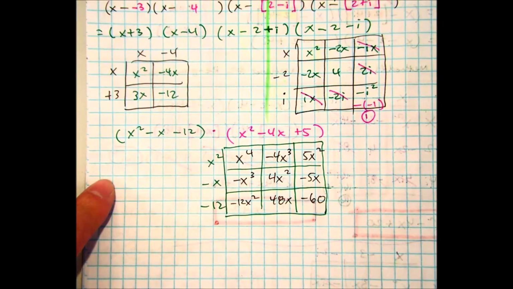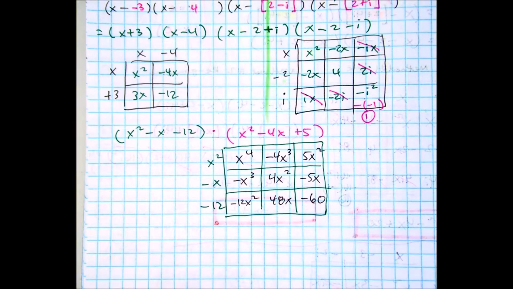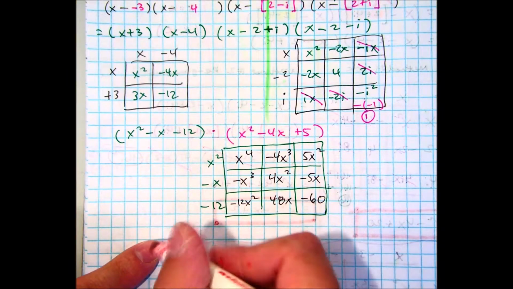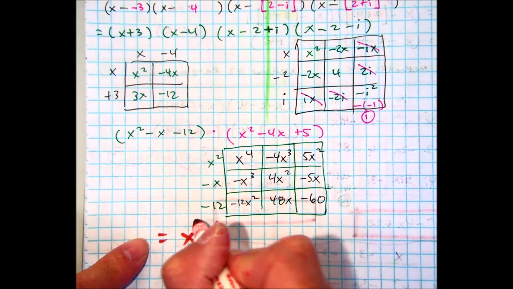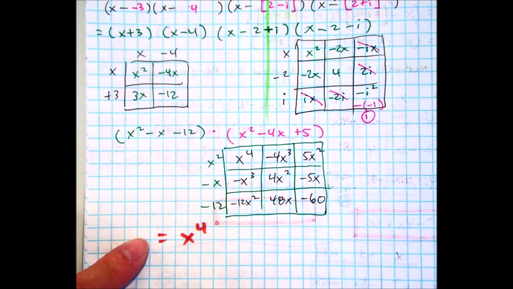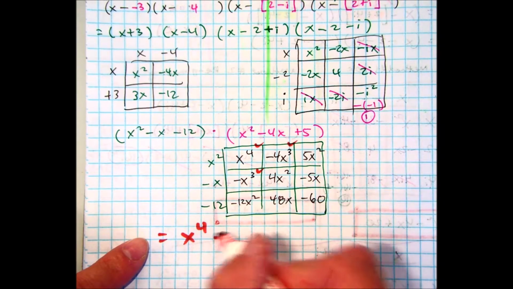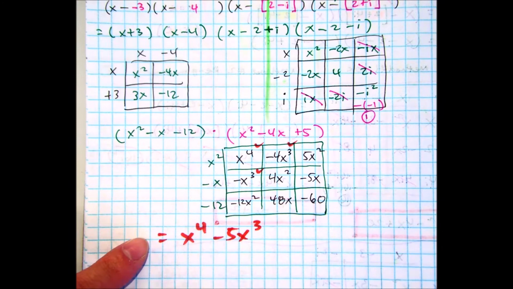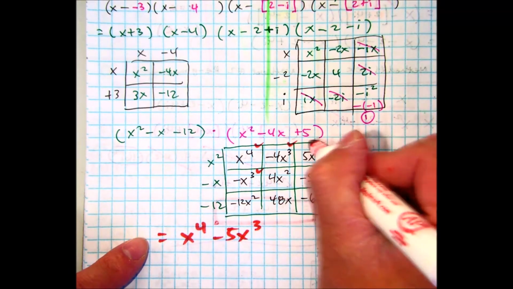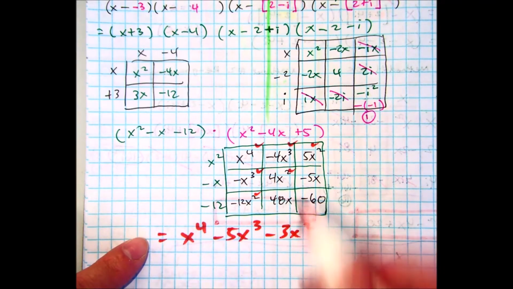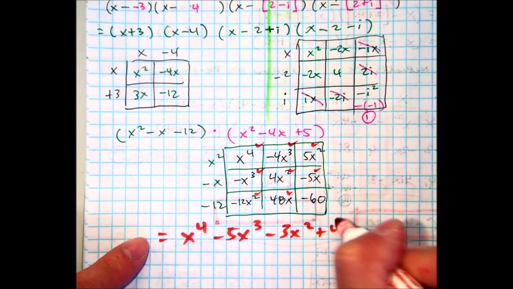And then from there, all I need to do is write my polynomial in descending order and combine like terms as I go. Class, what's the first one? x to the fourth is 4. Cubed. Minus 3x squared. Plus 4x.